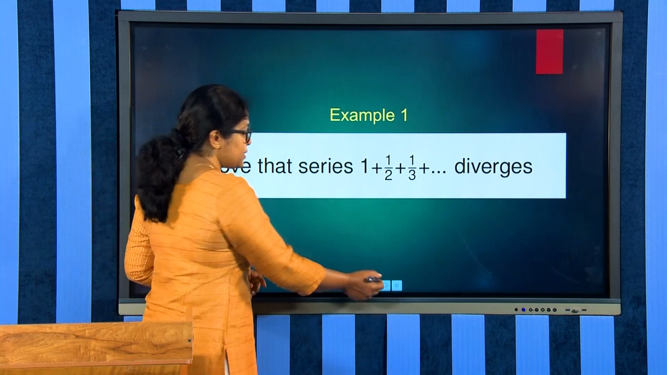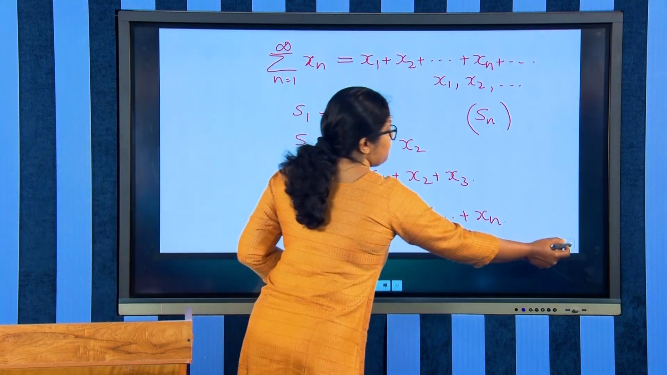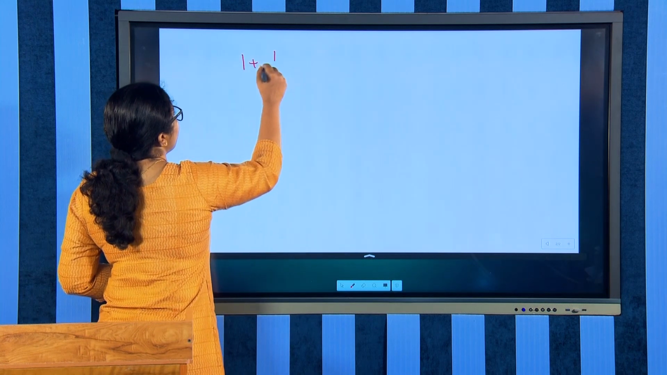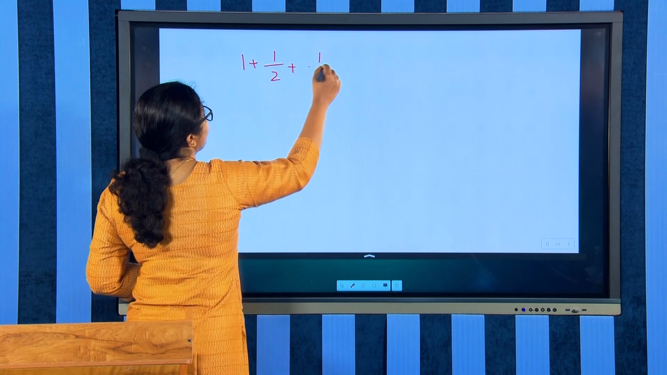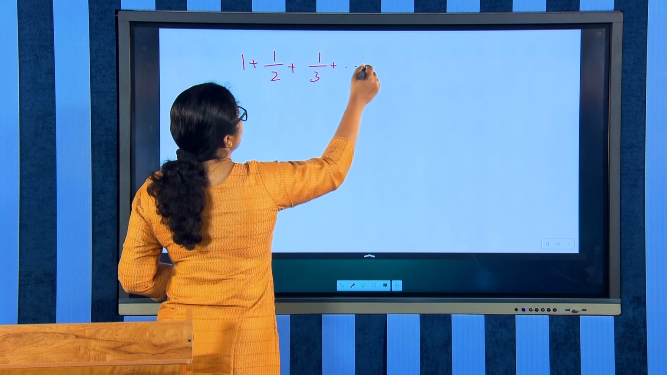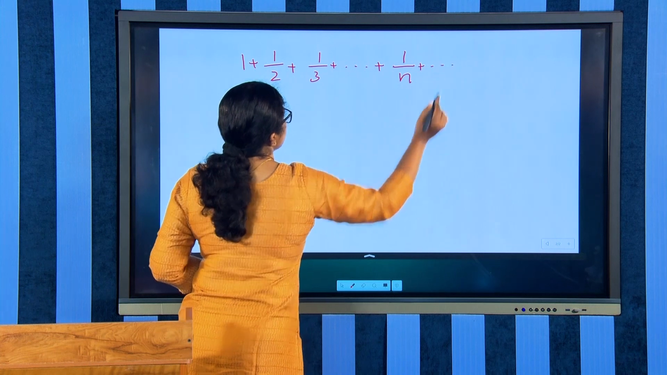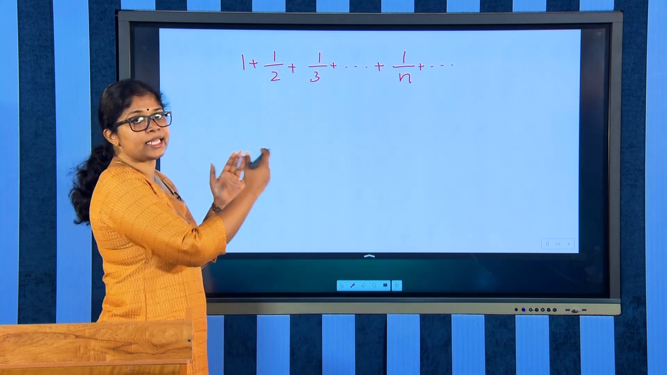So, we can see its proof. It is like this: 1 plus 1 by 2 plus 1 by 3 plus etc., where the nth term will be 1 by n, plus so on. So, this is the series that we have.